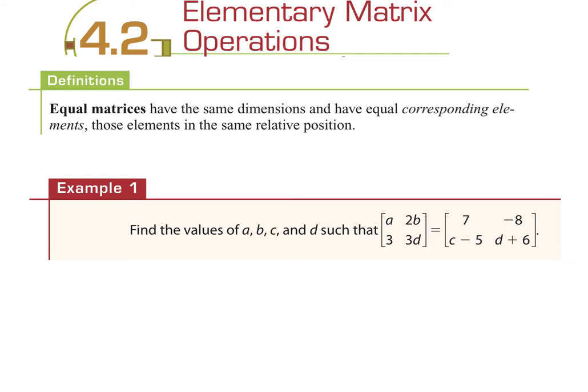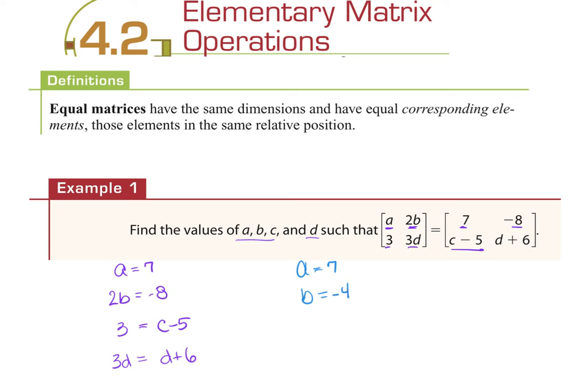And so like for this one, I have this is in row 1, column 1, which means these two are equal. So A equals 7. 2B would be equal to negative 8. 3 would be equal to C minus 5. And 3D would be equal to D plus 6. All right. And so if they wanted me to find the values of these variables that are in there, you're literally just solving. A was given to us. B, we're going to divide both sides by 2.